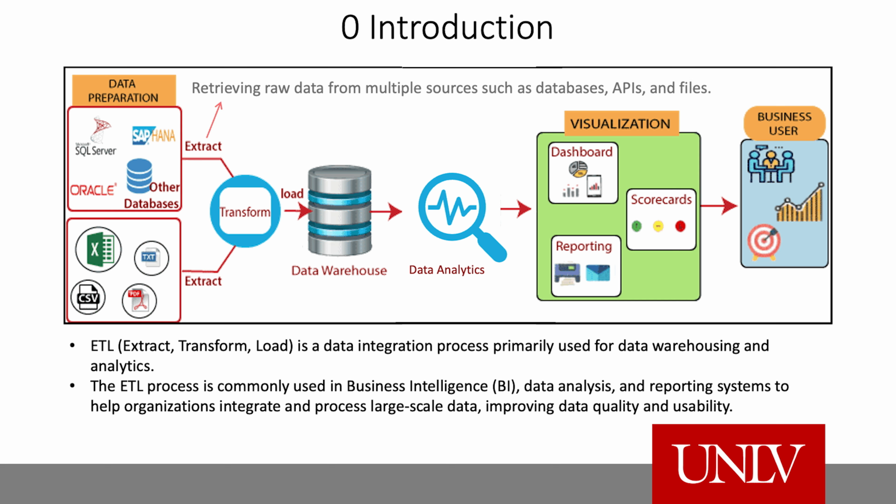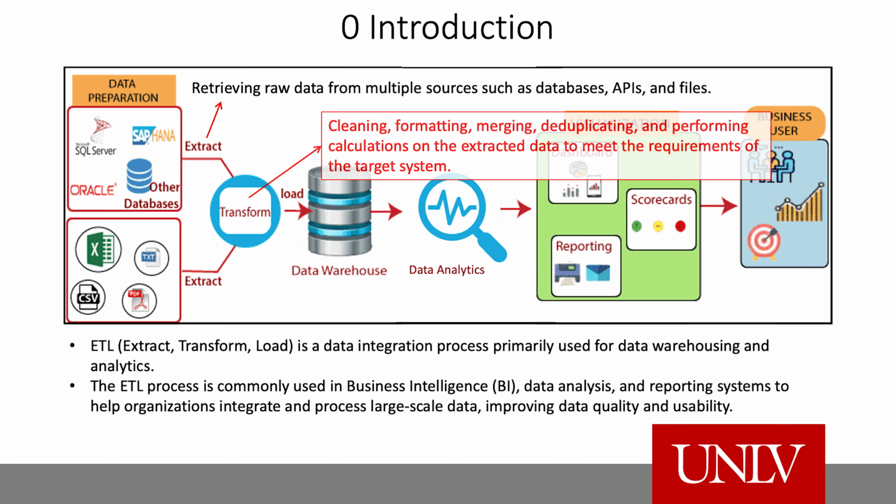So first, we extract data from different systems. At this stage, the data is raw and still in its original format. Next, we transform the data. Here, we clean, standardize, and restructure it. For example, fixing errors, unifying formats, joining records, or creating summaries.